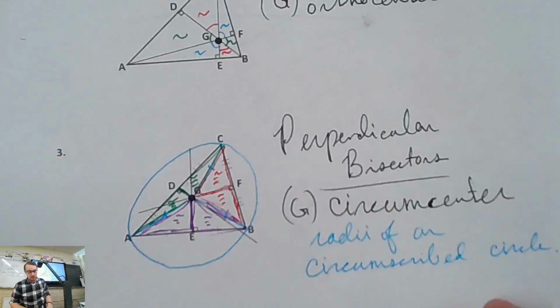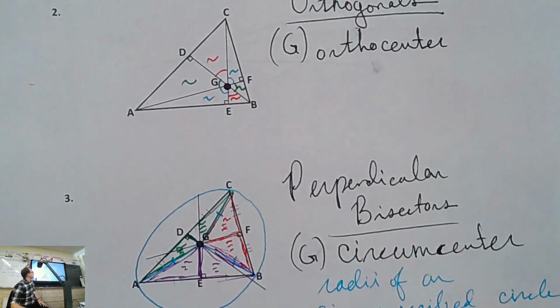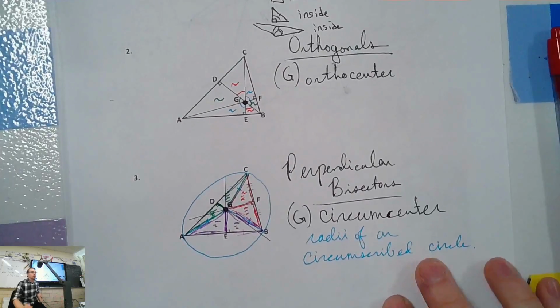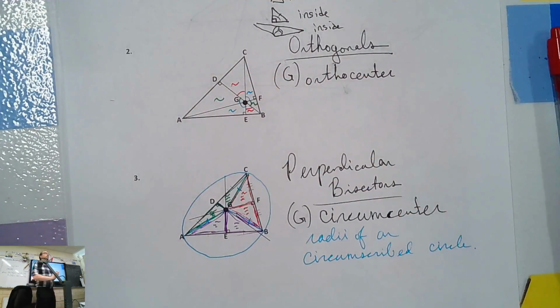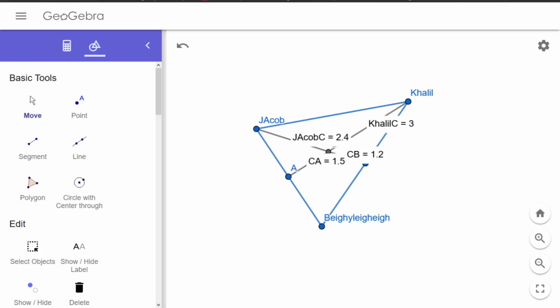For the orthocenter and the circumcenter, we didn't talk about whether it is on the inside or outside for each triangle. Those are both acute. So for acute, they're on the inside. Let's go to GeoGebra, and I will show you where the centers occur. So for acute, they are on the inside. That should not be shocking.